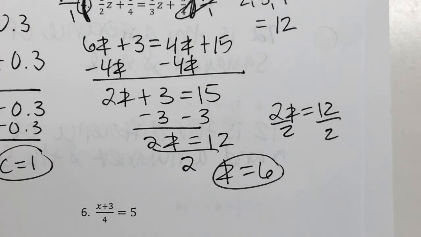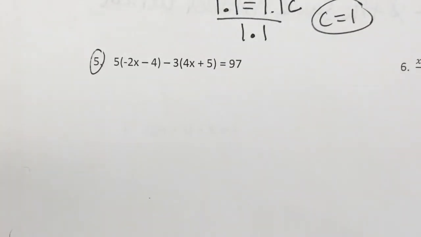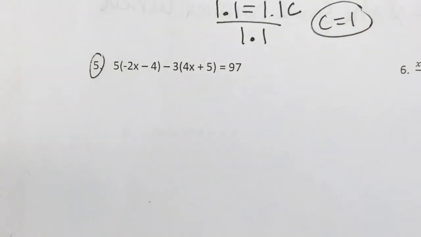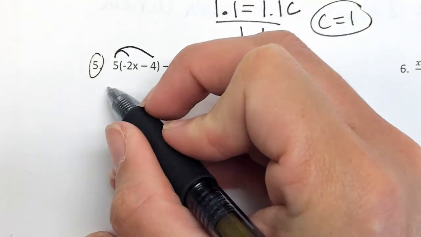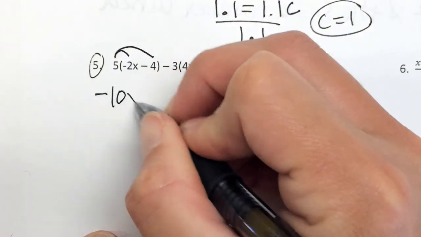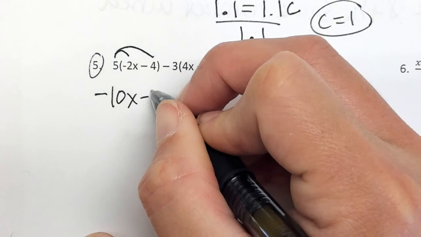Okay. Next one's number 5. So I'm going to let y'all help me out with this one. When I call your name, if you'll just tell me the first step that I need to do, okay? Caleb, tell me the first step. Distribute. Distribute what? The 5. All right. And tell me what that's going to give us, Caleb. Negative 10x minus 20. All right.